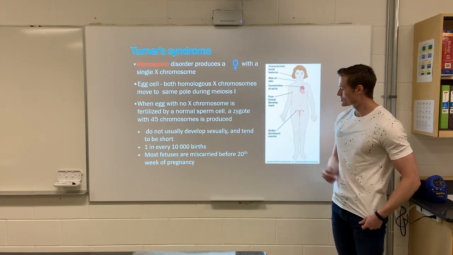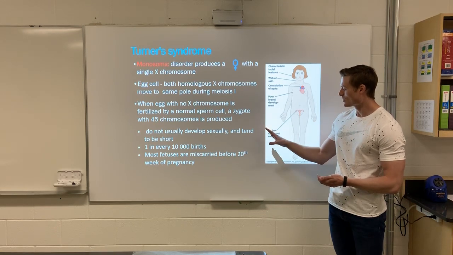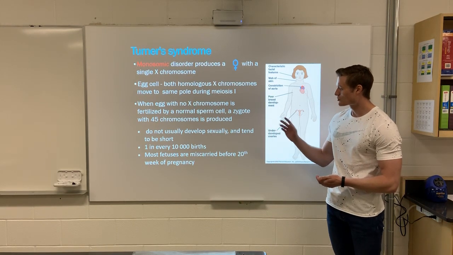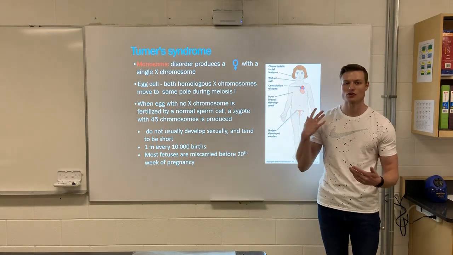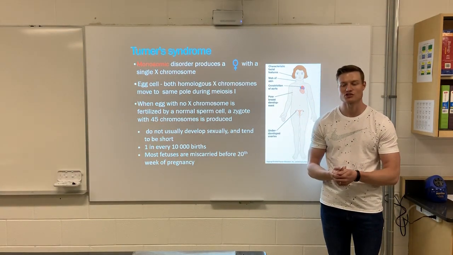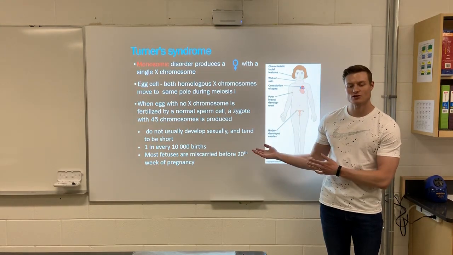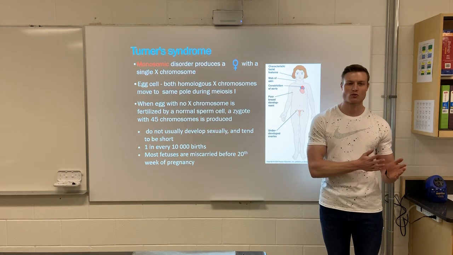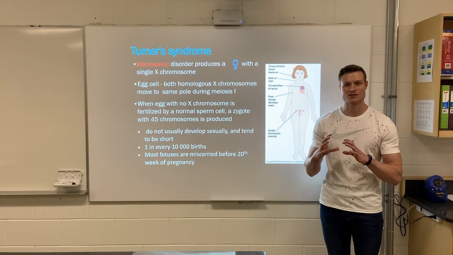Now, usually this occurs in 1 in every 10,000 births. When they do get born, most don't develop sexually because you'll need the 2 X chromosomes to actually undergo that secondary sex characteristic change during puberty. A question I always get is, okay, if there's a single X, is it possible to have a single Y? And the answer is no. You need at least 1 X chromosome to have a viable zygote, right?